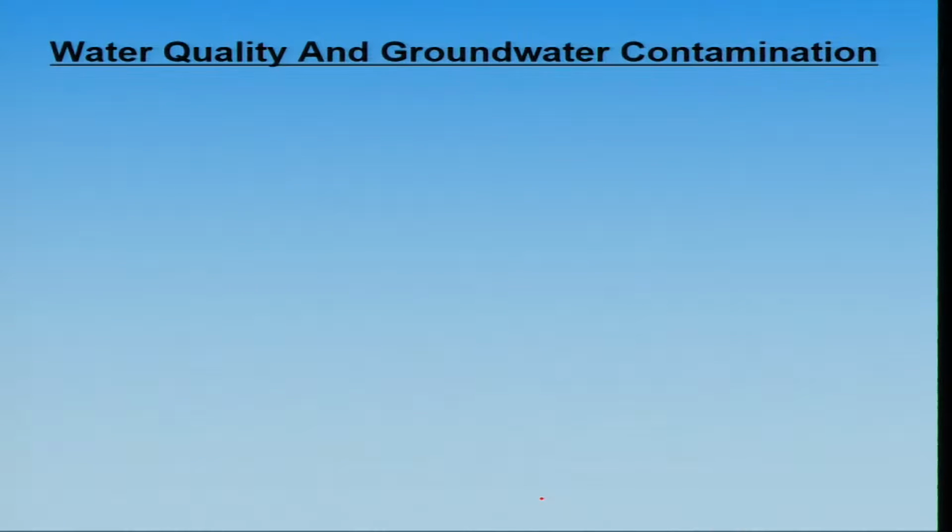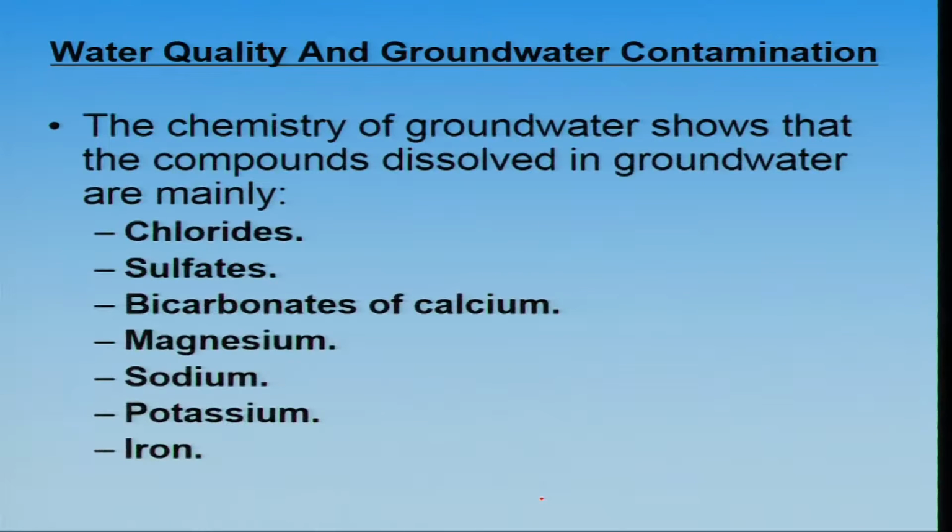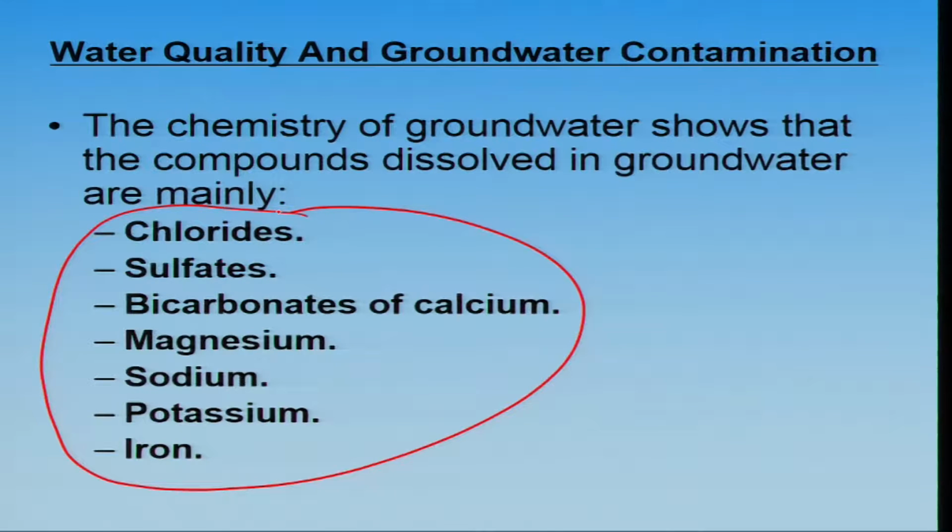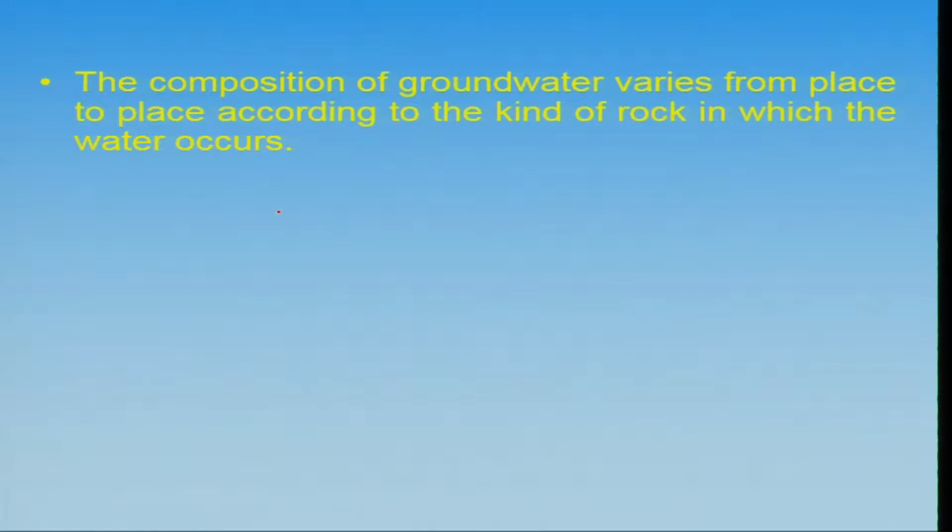So, water quality and groundwater contamination, this is another important aspect. The chemistry of groundwater shows that the compounds dissolved in groundwater are mainly chlorides, sulfides, bicarbonates of calcium, magnesium, sodium, potassium and iron, and all of this can be yielded from the rocks. So, the composition of groundwater varies from place to place according to the kind of rock in which the water occurs.